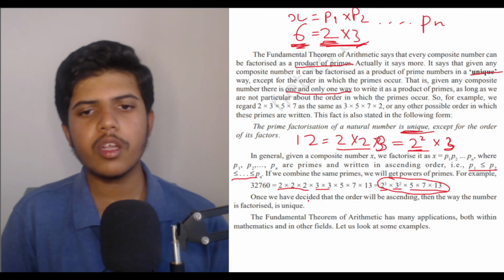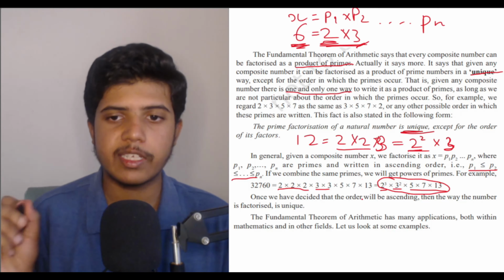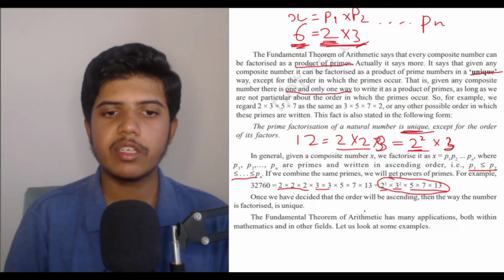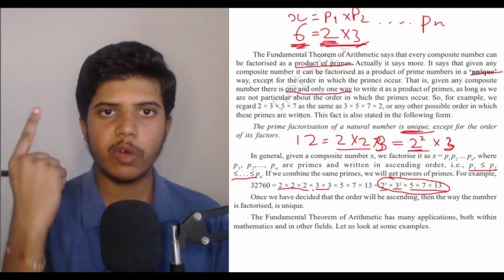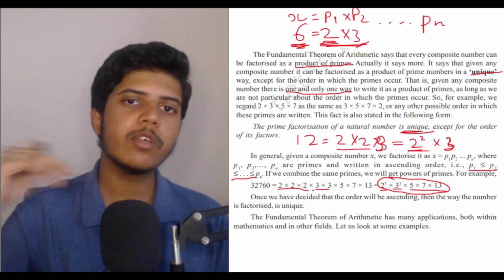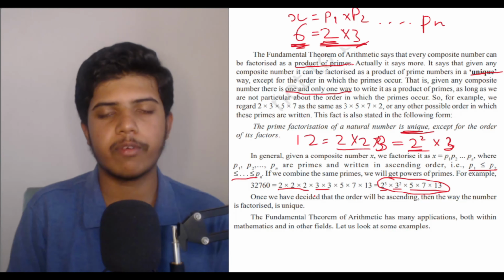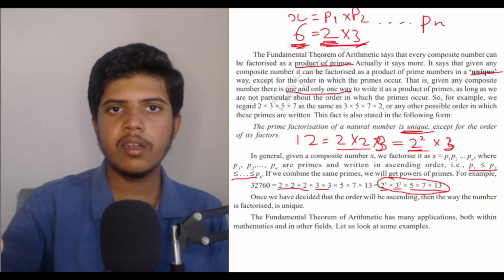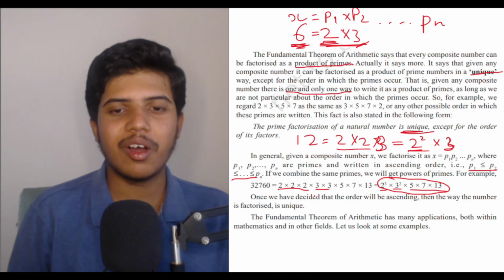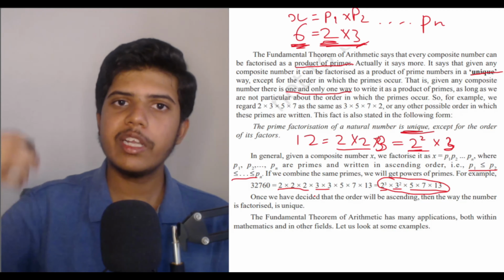Once we have decided that the order will be ascending, then the way the number is factorized is unique. There was one exception, and that exception was cleared with the convention. Convention means anything which makes it convenient for us. So with this convention, we cleared that one exception also. So now it is entirely unique.